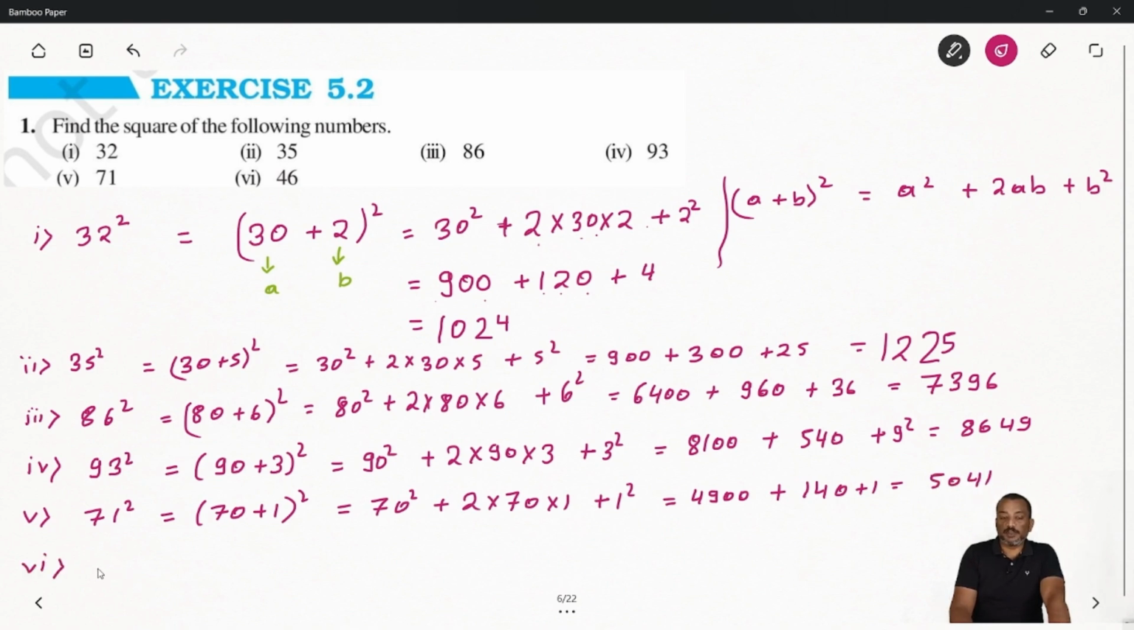So sixth one, you can do at home, and you can comment in this section what is your correct answer. Okay, so the sixth one you can do by yourself and just comment in this section. Okay, so I hope you have understood the 5.2 first question.